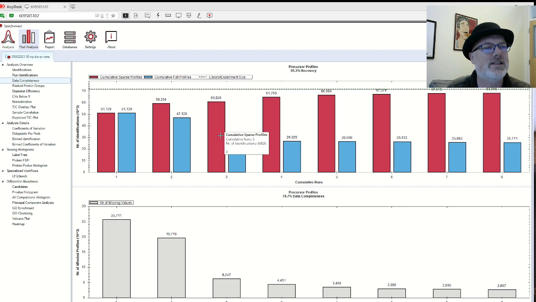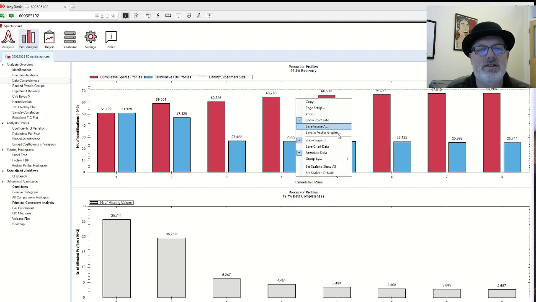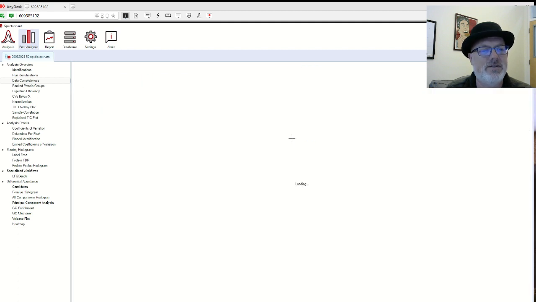Okay, data completeness. This shows you what we looked at under the analysis overview text, but as a bar graph. Out of all of the runs together, we're recovering about 95%. So we're able to quantify, I think, about 95% of the data. And I think you can group this by modified sequence or protein group. I would expect this to be more uniform on protein group.